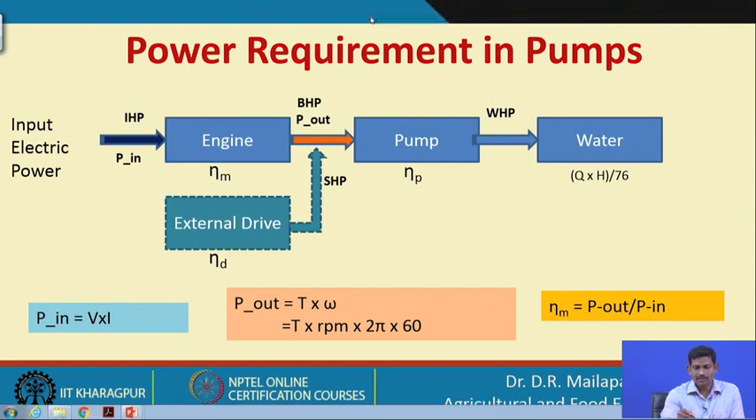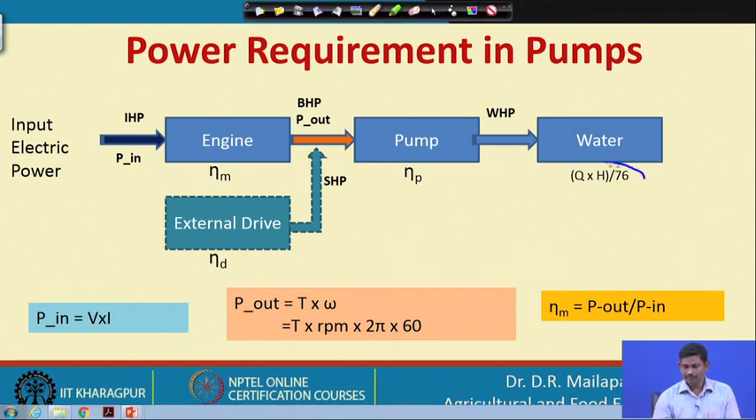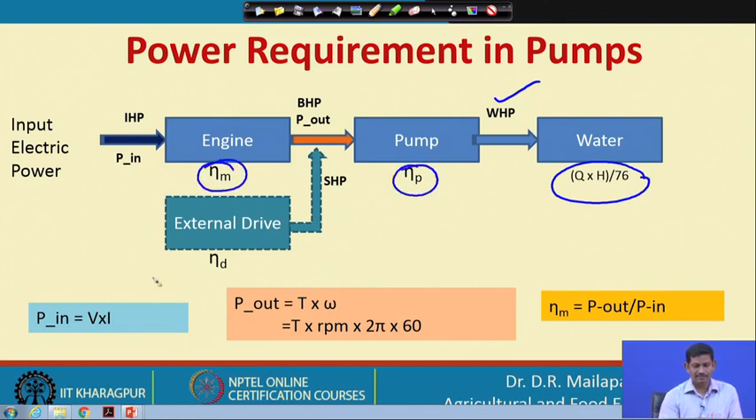Okay, so this overall view will give... So, here we have water. Water Q into H divided by 76 will give the water horsepower. Since the pump has an efficiency, the engine has an efficiency, and the drive has an efficiency, at this point the shaft horsepower will be equal to WHP divided by ηP.